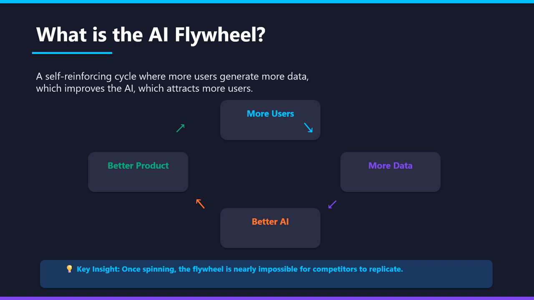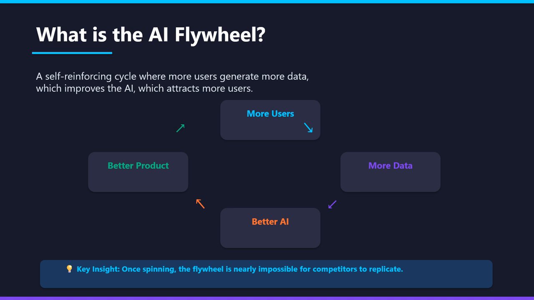So the AI flywheel is a self-reinforcing cycle with 4 stages: more users generate more data, and more data improves the AI. Better AI creates a better product, and finally, a better product attracts more users again. And the cycle repeats faster and faster. The key insight is that this is a compounding effect. It's not linear growth, it's exponential, right? Every revolution of the flywheel makes the next revolution easier and faster.